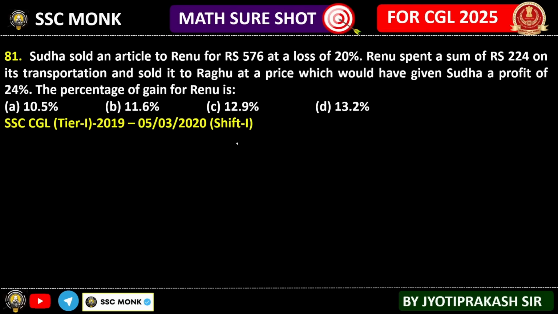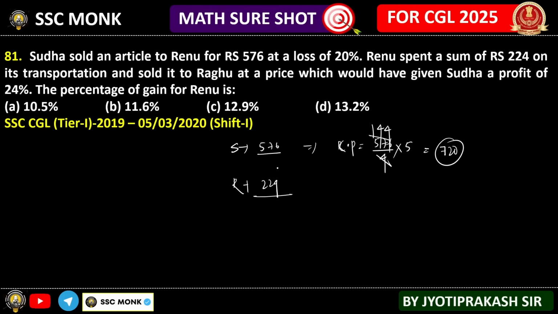Now see, Sudha's 576 rupees, cost price is equal to 576 divided by 4 into 5. 4 ones are 4, 4 fours are 16. This is equal to 720. So the cost price for Sudha was 720. He sold at 576 to Renu. Now Renu is spending 224 on it, so that is equal to 800.